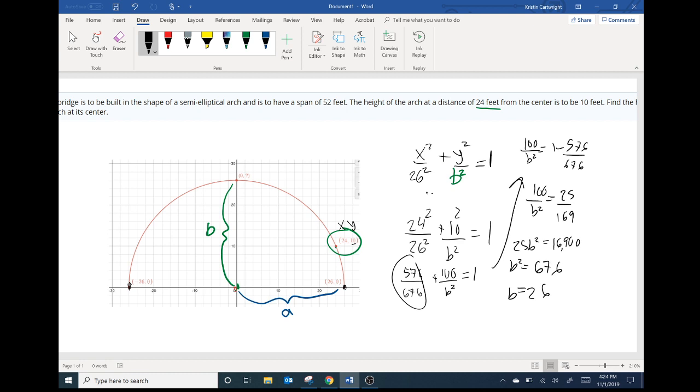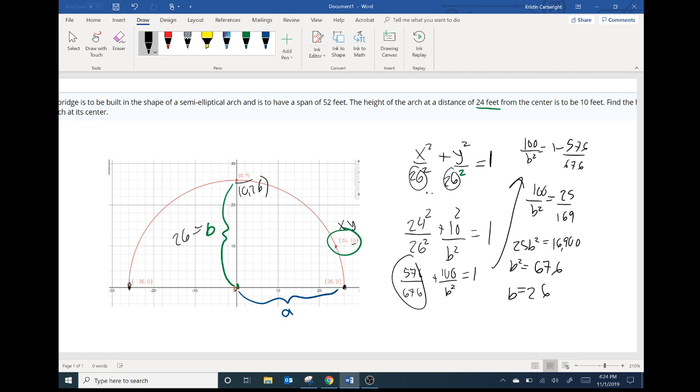So this length here ends up being 26, which makes this ordered pair (0, 26), which makes this b here 26. Maybe you're starting to notice something. Hey, that's what my a was. My b is the same as my a. So it turned out, and you might have noticed visually, this ellipse is actually a circle, and it's just a circle.